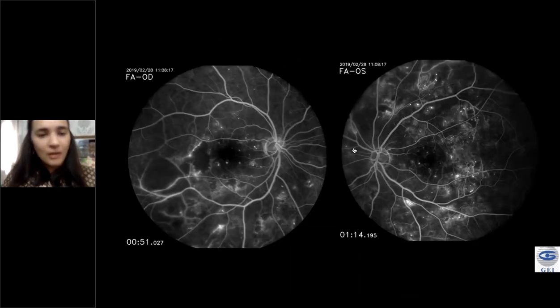So this is just the late frames of the same, both eyes. You do see that the phase is much broken and irregular in the right eye as compared to the left eye, despite the left having more macular edema.